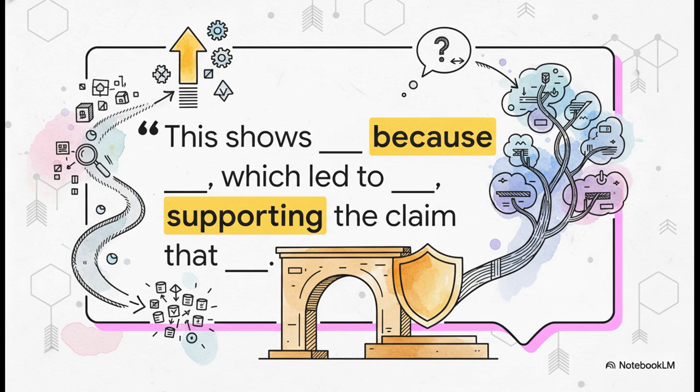Here it is. Seriously, you might want to write this down. This shows forces you to state the implication. Because makes you explain your reasoning. Which led to forces you to show the consequence. And supporting the claim that makes you tie it all back directly. It's almost impossible to write a weak sentence with this structure.